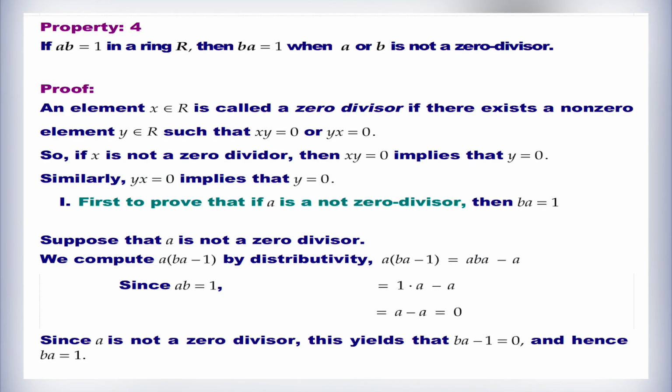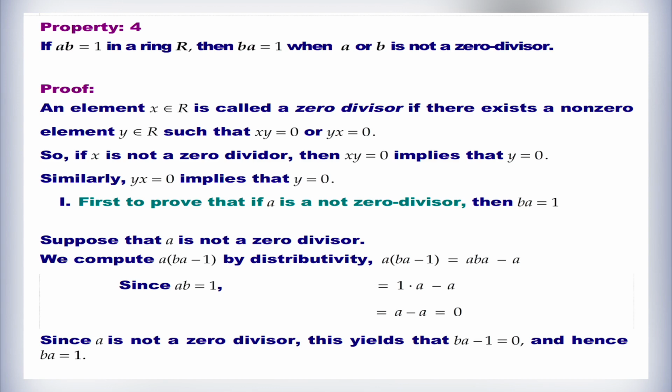Fourth property is, if AB equals 1 in a ring R, then BA equals 1 when A or B is not a zero divisor. Proof is, an element x in R is called a zero divisor if there exists a non-zero element y in R such that xy equals 0 or yx equals 0. So, if x is not a zero divisor, then xy equals 0 implies that y equals 0. Similarly, yx equals 0 implies that y equals 0.